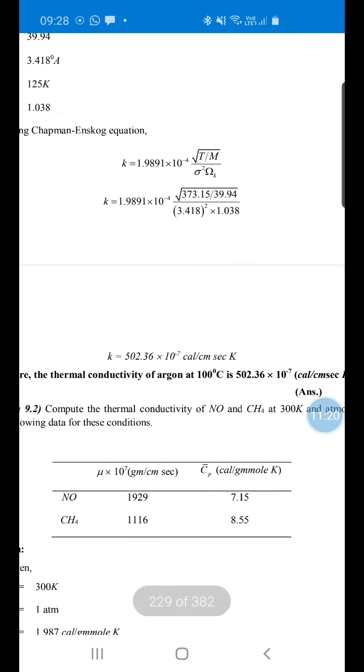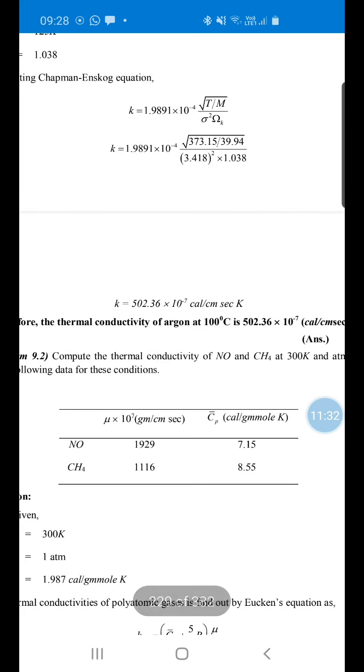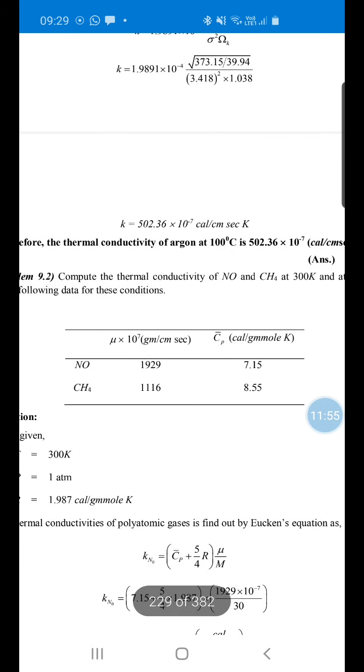So we'll use that. K is equal to 1.9891 times 10 raised to minus 4 times square root of T by M upon sigma square into omega K. All the values are given, so you can directly find the value of K. Put all the values of T, M, sigma square and omega K and find the value of K. K will be 502.36 times 10 raised to minus 7, in calories per centimeter second Kelvin. Very important, you are supposed to know the unit consistency.